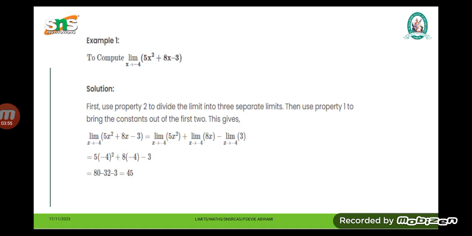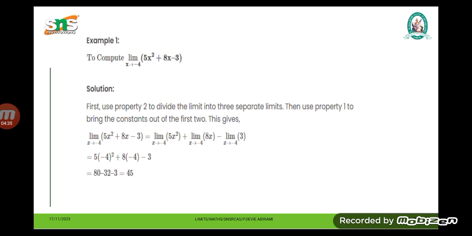First example, compute limit x tends to minus 4 of 5x square plus 8x minus 3. Here my property is addition and subtraction, but it is a single function, that is, f of x alone is given. First I want to apply the limit for the individual terms. So in my solution, I am applying limit x tends to minus 4 of 5x square plus limit x tends to minus 4 of 8x minus limit x tends to minus 4 of 3. I am going to apply minus 4 in the x part.